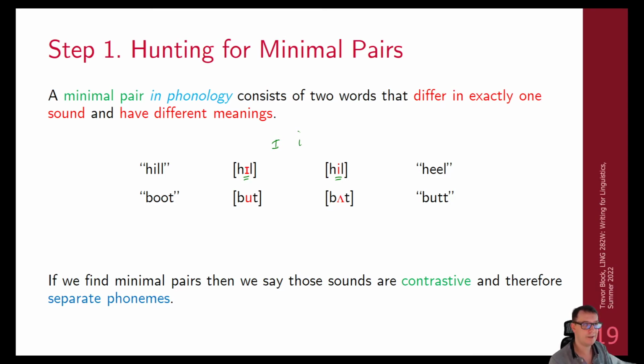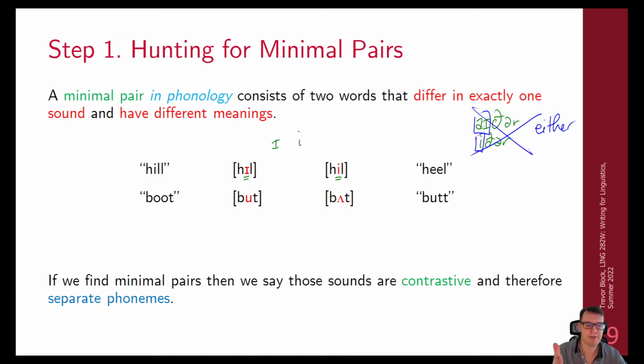So when you say "hill" and "heel," you know that those two words have different meanings. But imagine I say the word "either" and I say the word "either." Do those words have different meanings? No, "either" and "either" are the same word. They both are just spelled like that. They both mean the same thing. So we cannot conclude from this example that those are minimal pairs because they have the same meaning.